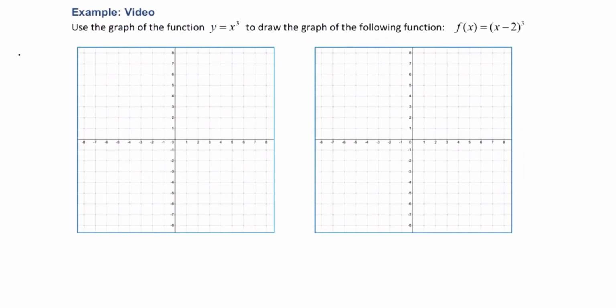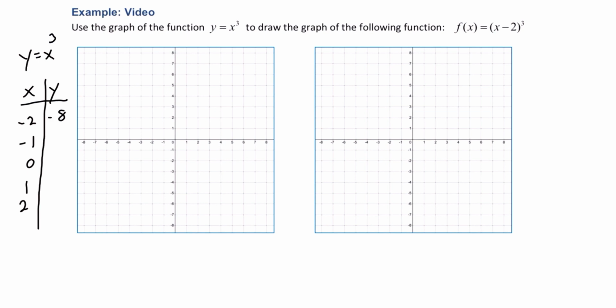Let's start by looking at the graph of y equals x cubed. We can use some familiar points near the origin to plot and graph x cubed. Negative 2 cubed is negative 8, negative 1 cubed is negative 1, 0 cubed is 0, then we get 1 and 8. And we'll plot those points. So here's our graph of x cubed.